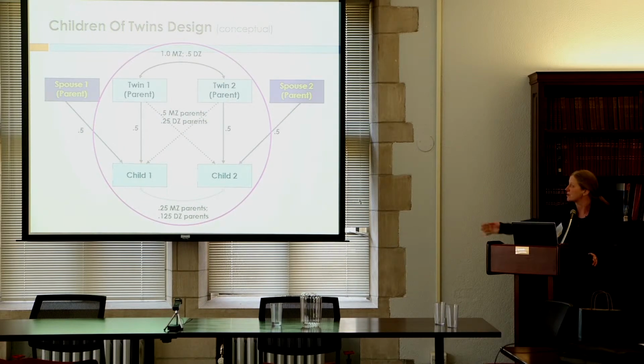They share 12.5% of their genes. But the interesting piece of this is in the relationship between the child with their twins, with their parents' co-twin, right? So a child of an MZ twin shares half their genes with their aunt or their uncle, which gives you some unique purchase on distinguishing genetic effects from environmental effects, especially in the context of family environment.